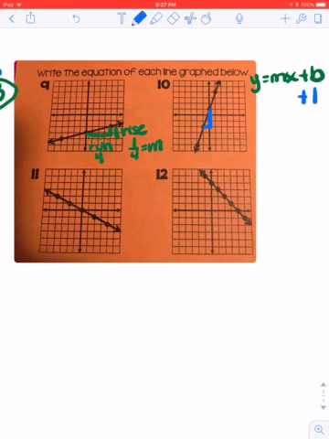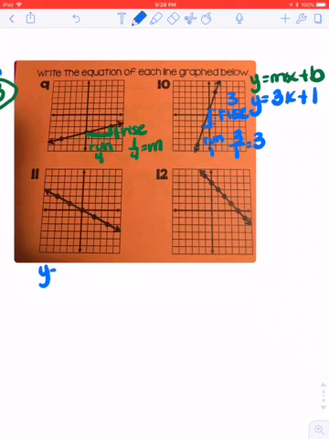And on this one, I'm going to have a run. That's 1. 1, 2, 3. And I have a rise that's 3. So if I do rise over run, it's going to be 3 over 1, which is 3. That goes in for this M. So put the X with that, and the Y equals on the other side.